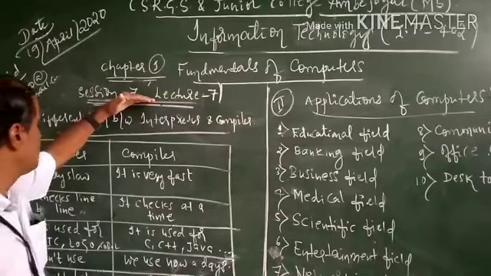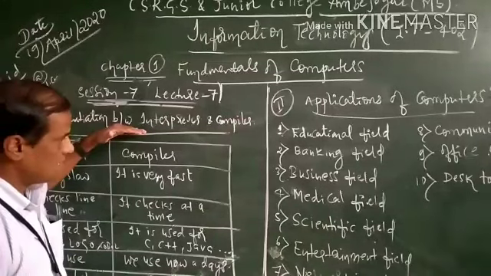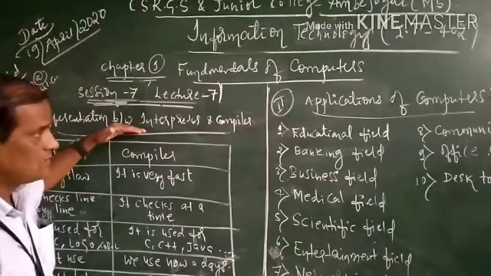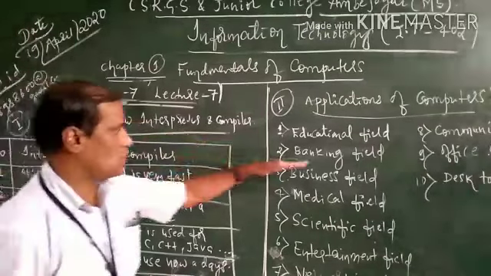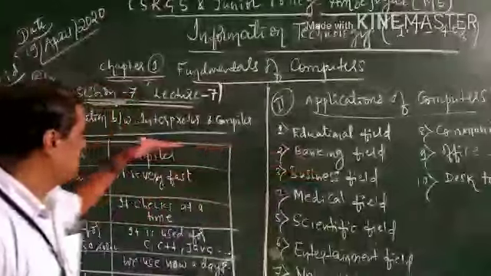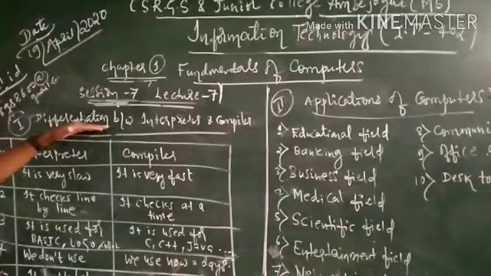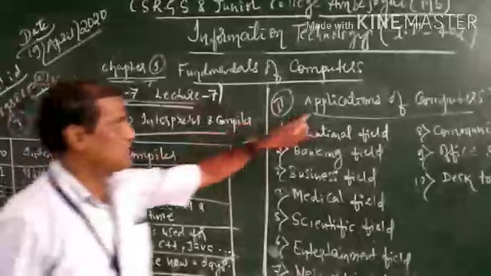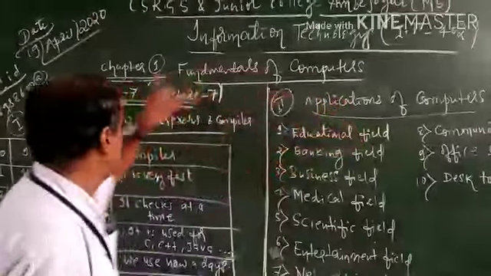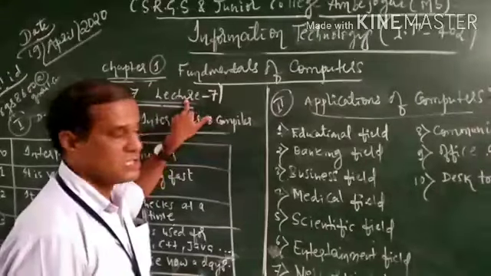In this part I am going to explain the differences between interpreter and compiler, what we studied in the previous class, with definitions, diagrams and examples. Whatever we left in the previous class, I am going to continue here, that is the differentiation. First I will complete this differentiation, then I will explain the application of computers part. Combined, it is called session 7 or lecture 7 of online, or virtual, teaching.